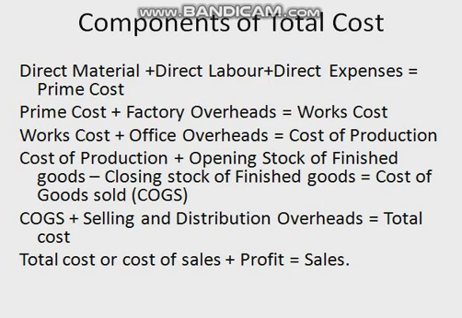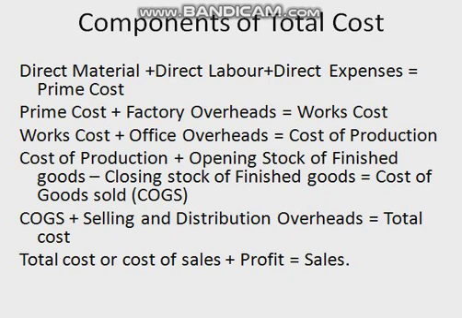First, we come to prime cost. Prime cost is when we add direct material, direct labor, and direct expenses, we get prime cost. It is also known as flat cost, first cost, or direct cost. Then we come to another cost, that is works cost, or we can also say factory cost. In prime cost we add factory overheads, so we get works cost.